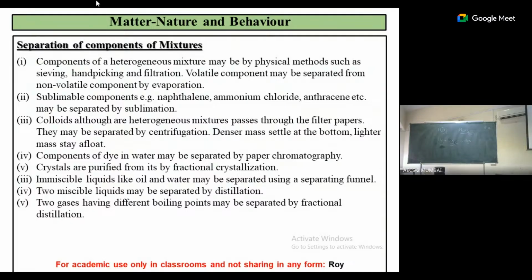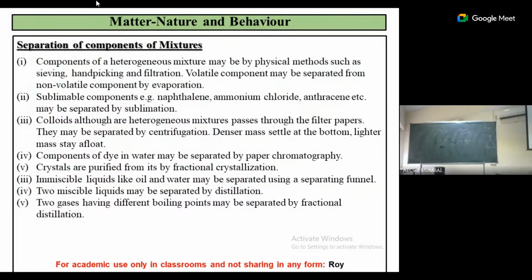You have a funnel. In a petri dish you put ammonium chloride, you can heat it a little, and on top you place the inverted funnel, and it will get settled over there. So that's how you can separate. Okay. Colors can be filtered.